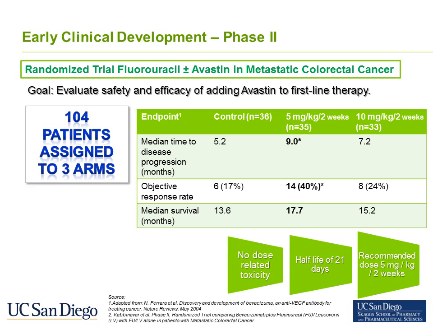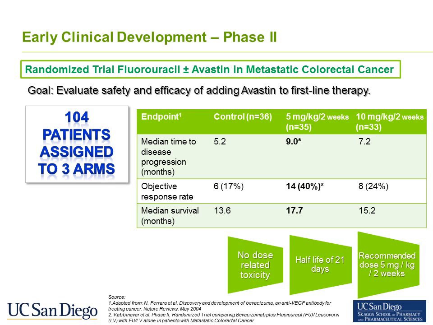Early clinical development phase 2. This trial consisted of a randomized trial where either bevacizumab or a placebo was added to fluorouracil in the treatment of metastatic colorectal cancer. Fluorouracil is the usual treatment for metastatic colorectal cancer. The goal of this study was to evaluate the safety and efficacy of adding bevacizumab to first-line therapy and also find the most favorable dose to do this.